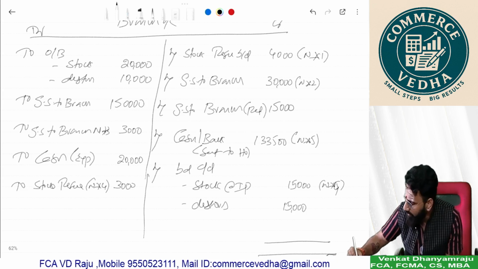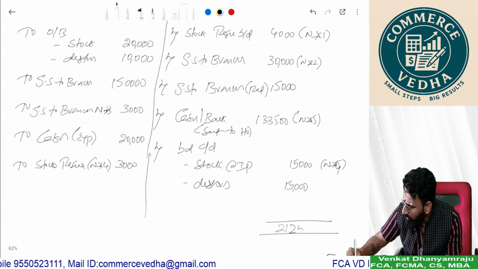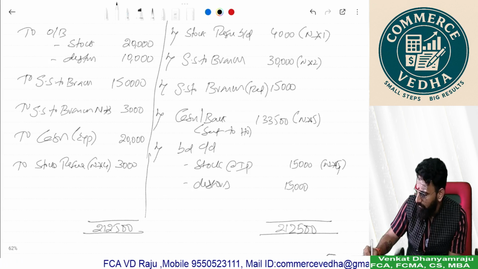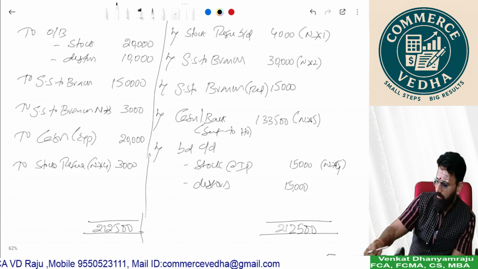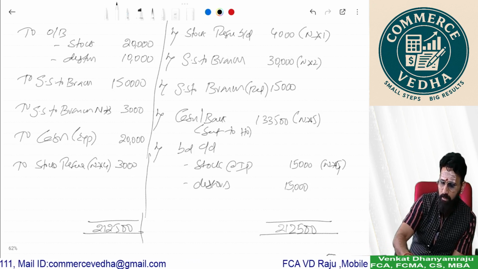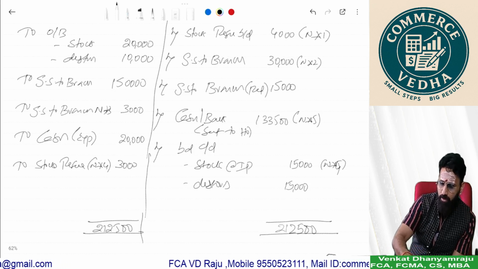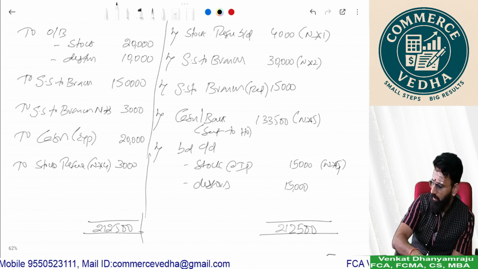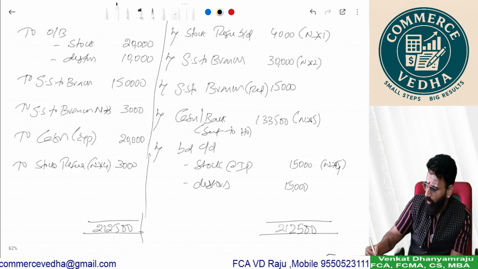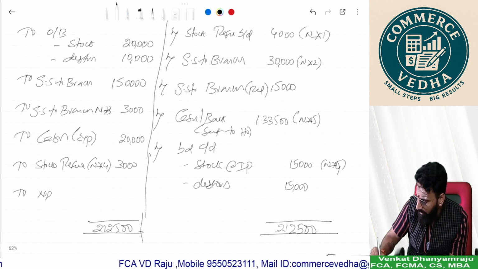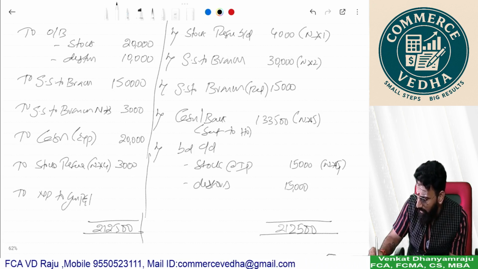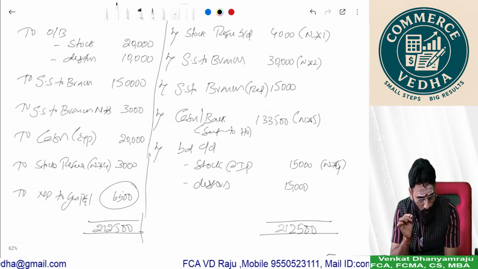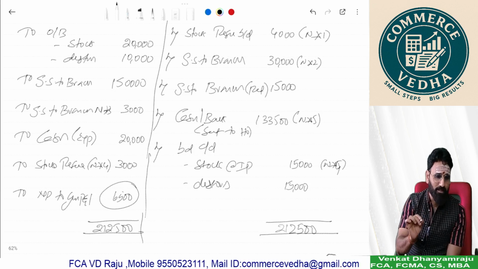The total on the credit side is 2,12,500 and minus 20,000 minus 10,000 minus 1,50,000 minus 3,000 minus 20,000 minus 3,000. There is a profit, net profit to general P&L, of 6,500. So this invoice price method gave you a net profit of 6,500.